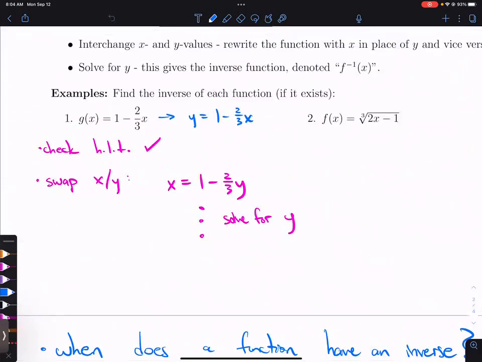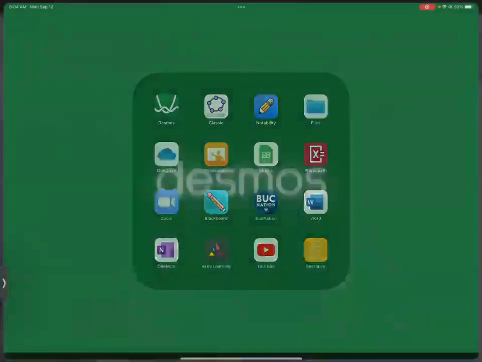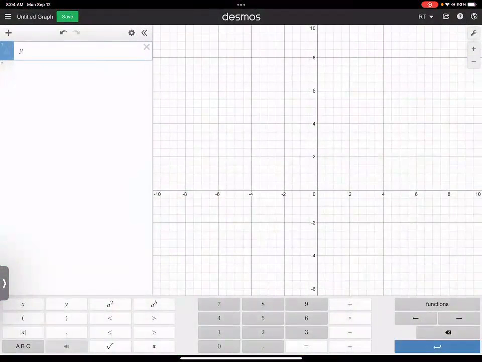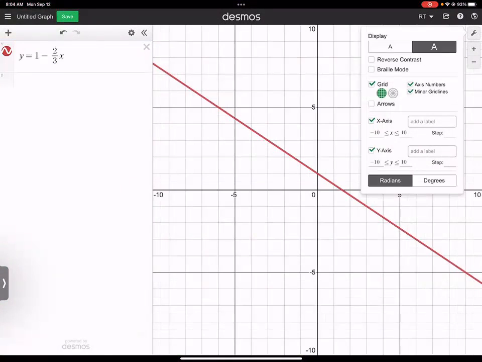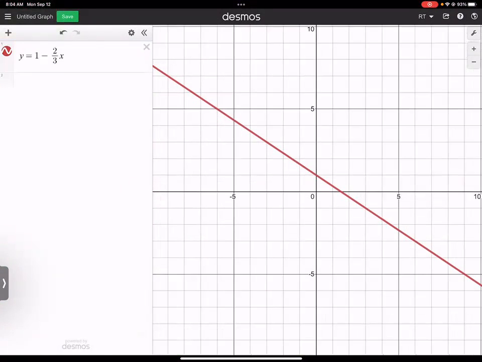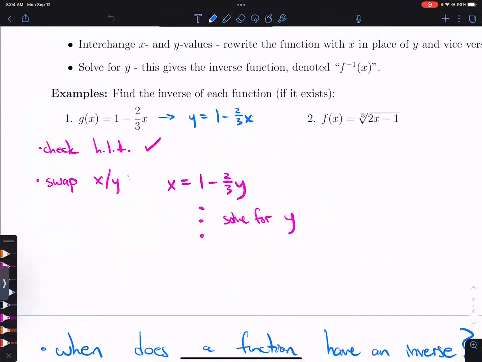So for example, this one, y equals 1 minus 2/3 x, I would just graph that. Take a look at the graph and convince myself that that does pass a horizontal line test, right? Anywhere I can imagine a horizontal line passing through that, it's only going to hit the graph once. Once we've checked that, if it fails, there's no point in going any further. You just stop and say it's not one-to-one, so it doesn't have an inverse. No good.